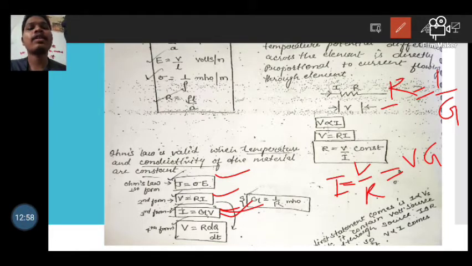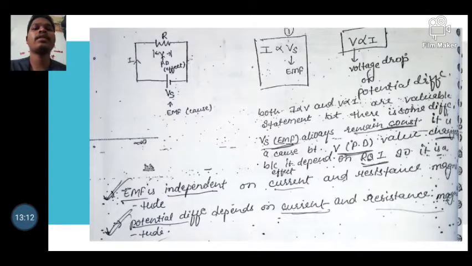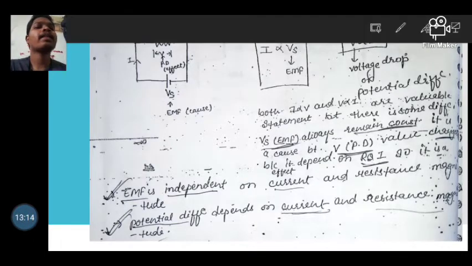Like that, voltage is equal to R dq by dt. From this, I is equal to dq by dt. So we are putting here R into dq by dt. So you will form the fourth term. So now come to the next slide.